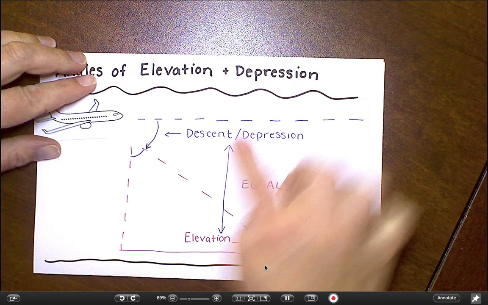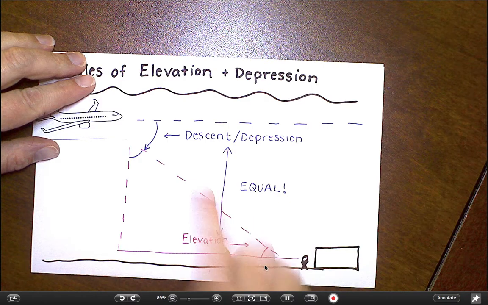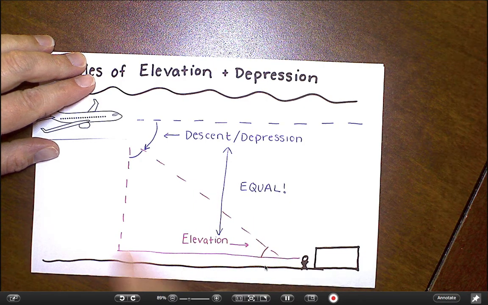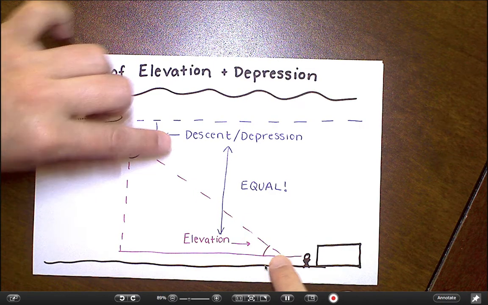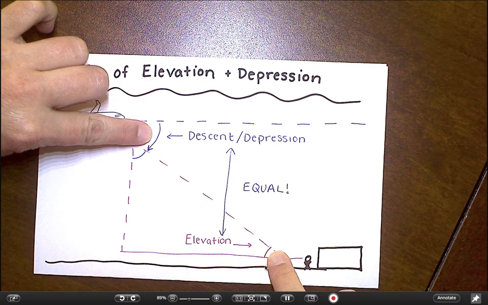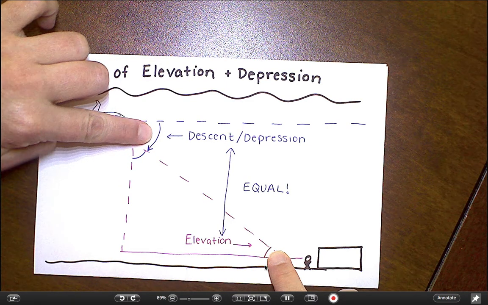So angle of descent, horizontal line turning downward. Angle of elevation, horizontal line turning upward. And these two angles are kind of interchangeable because the value of them is going to be exactly the same.